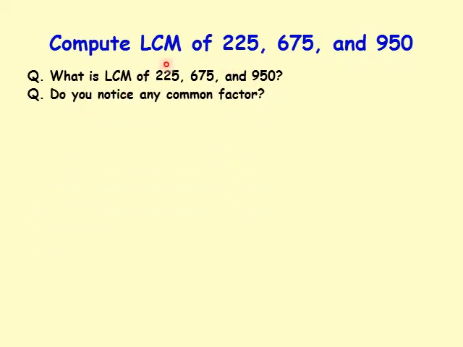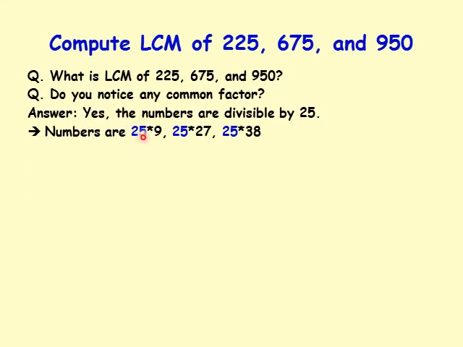We know that 25 is a common factor because the first number ends in 25, the second number ends in 75, which is a multiple of 25, and the third number ends in 50, which is also a multiple of 25. Let's continue here. Yes, 25 is the common factor. Okay. So the numbers are 25 times 9, 25 times 27, and 25 times 38. If you need some time, please think about it, and you can verify that that's true. That 225 is 25 times 9, 675 is 25 times 27, and 950 is 25 times 38.